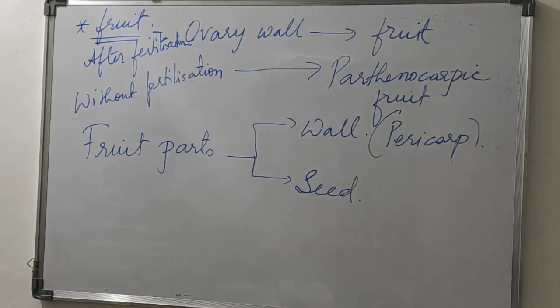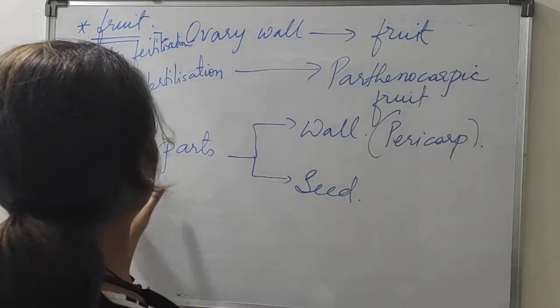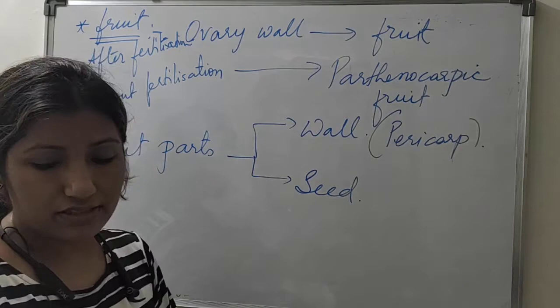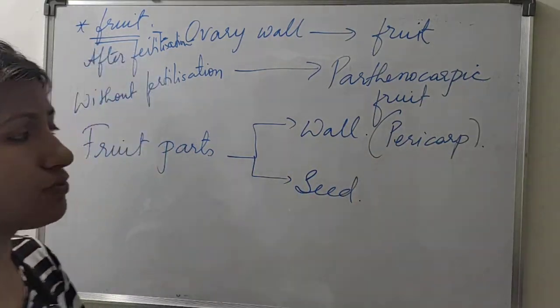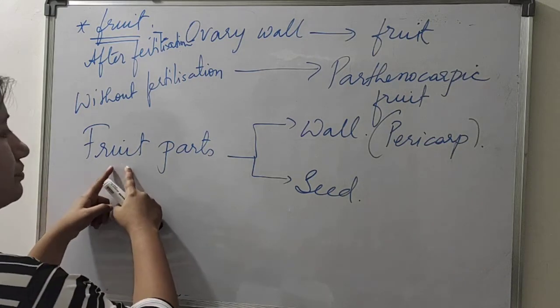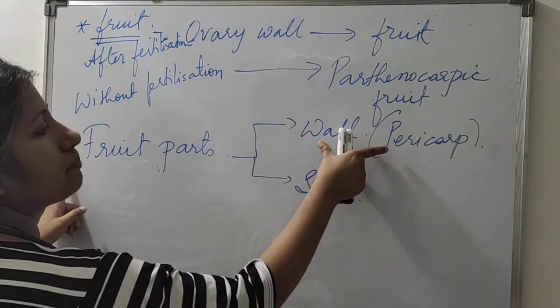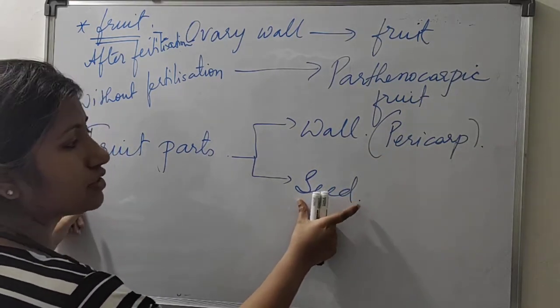So where were we? We were here in the fruits. So fruits part. A fruit has two parts, wall and seed. The wall is known as the pericarp, and the seed is formed. In the fruit itself, the wall is formed by the ovary wall. The seed is formed by the ovule.